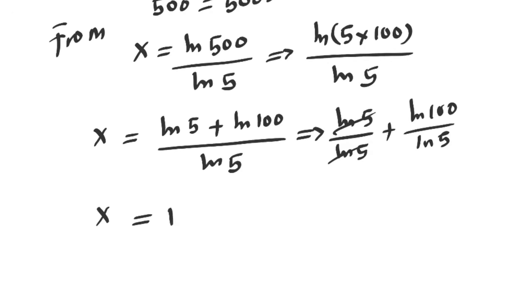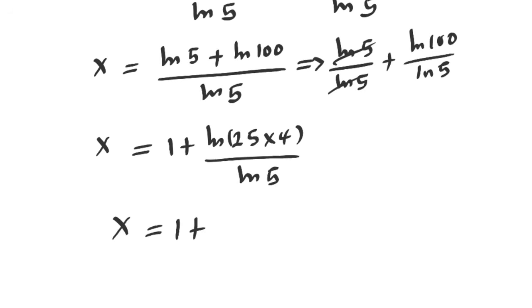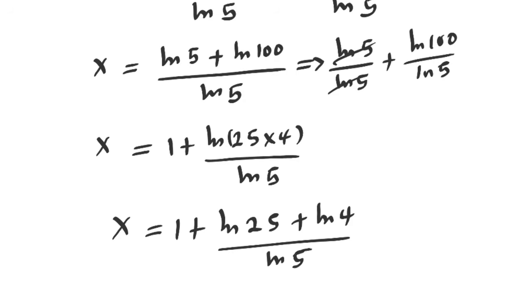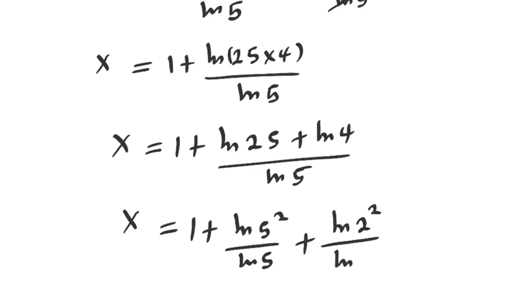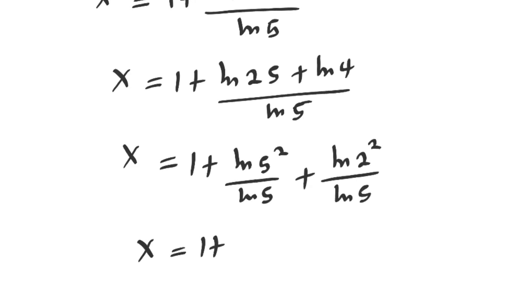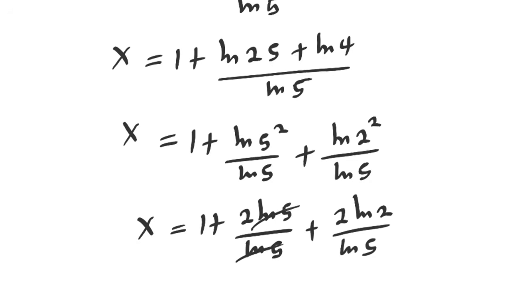x is equal to 1 plus ln of 100 can be written as ln of 25 multiplied by 4 over ln of 5. x is equal to 1 plus ln of 25 plus ln of 4 over ln of 5. x is equal to 1 plus ln of 25 can be written as ln of 5 square over ln of 5 plus ln of 4 can be written as ln of 2 square over ln of 5. x is equal to 1 plus 2 ln of 5 over ln of 5 plus 2 ln of 2 over ln of 5. This ln of 5 cancel this ln of 5.